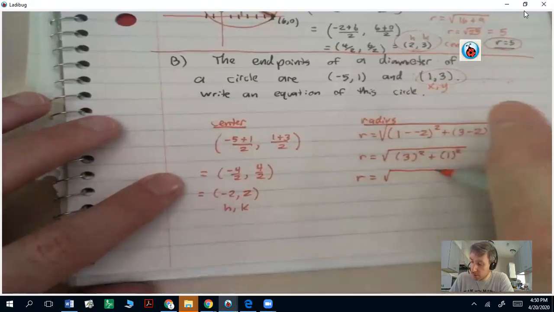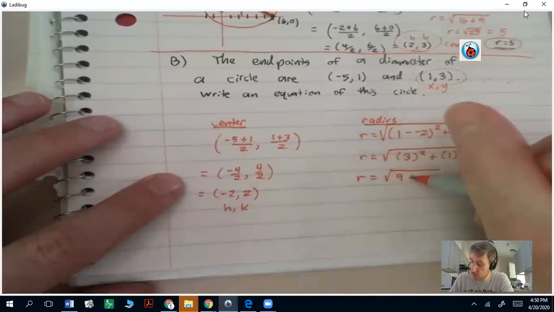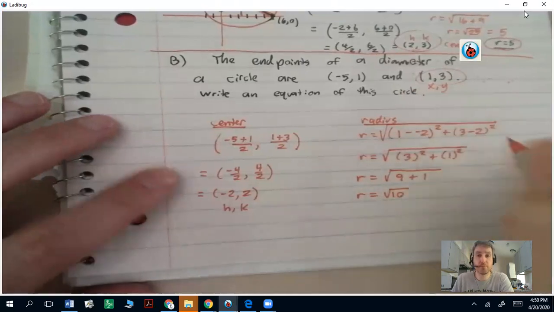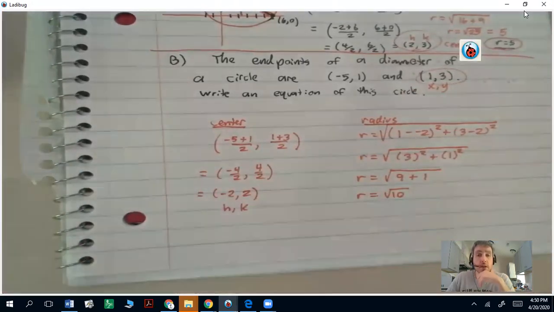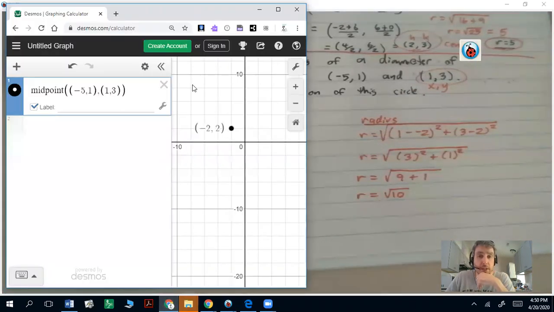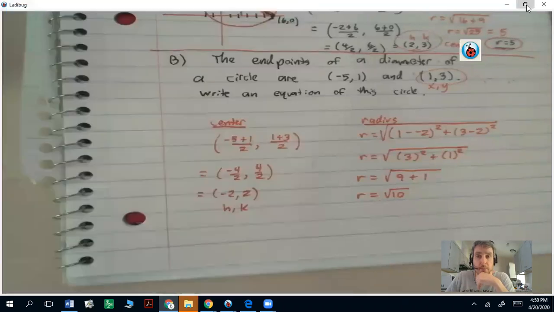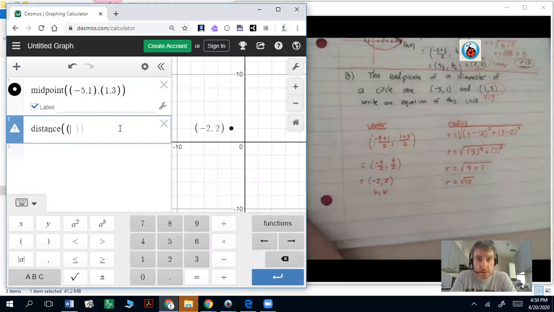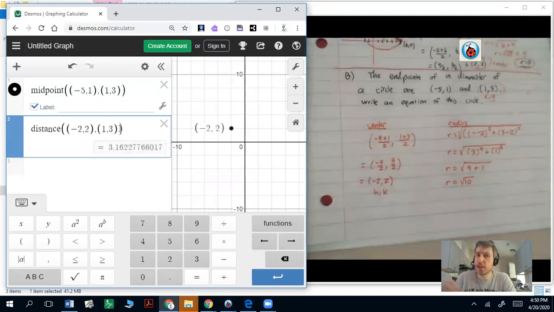And your radius should be 3 squared is 9, 1 squared is 1, the square root of 10. So let's also use the Desmos shortcut for that. So if I want to know what is the distance, I could do (-2, 2), and what was the other one? (1, 3). And it gives me a decimal.